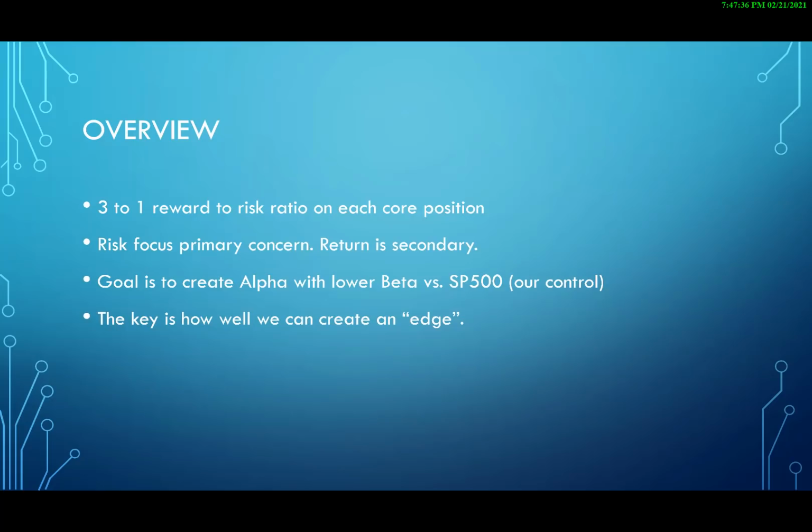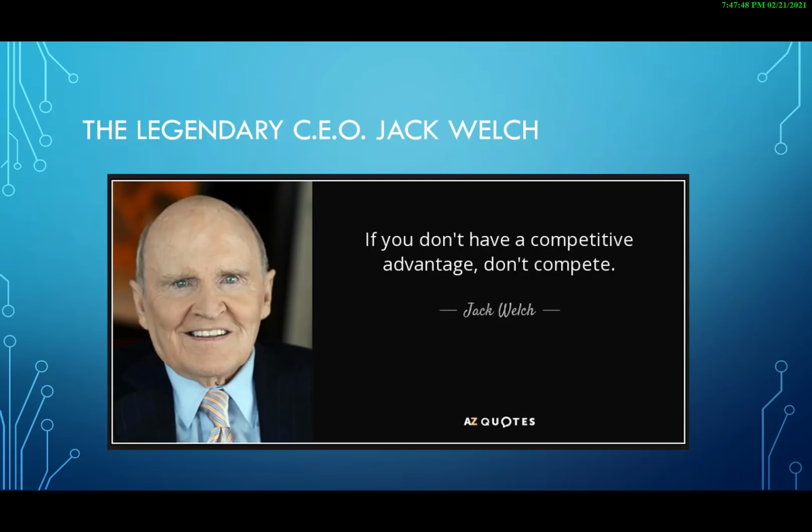Now, how do you do that? How do you do better than the market with taking less risk than the market? Well, the key is figuring out how well you can create an edge. And the edge is the key. This comes from the legendary CEO Jack Welch. Jack Welch, obviously one of the most proficient, most incredible CEOs that have ever lived. He took a middle-of-the-road company and turned it into the largest corporation in the entire world during his tenure as CEO, that being General Electric.